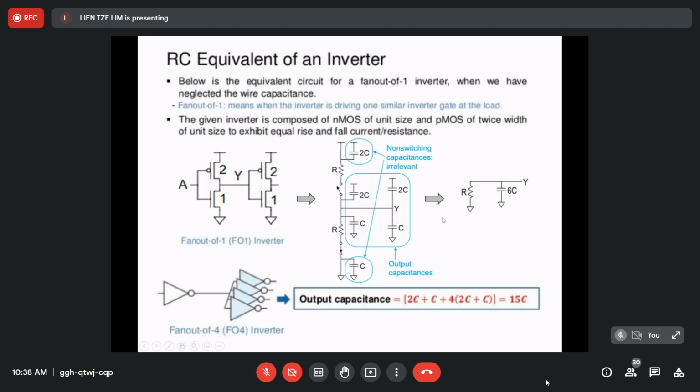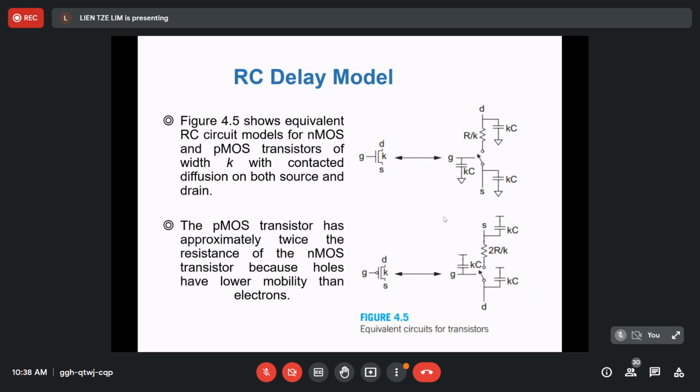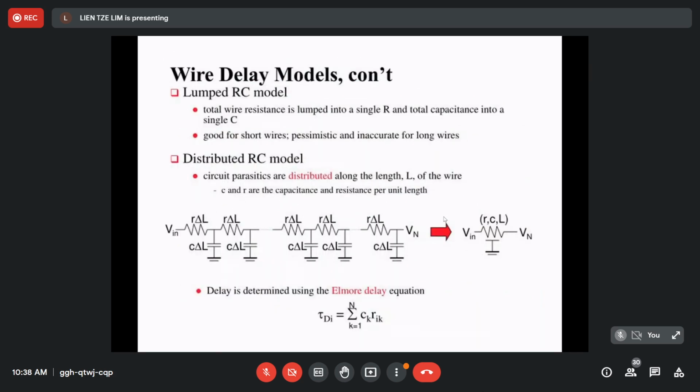To recap what we have covered last week, it was also on these RC wire models for the inverter. If you revise your lecture notes, the wire model is based on resistance, capacitance, and inductance, and some RC models were introduced to you, based on the length of the wire.